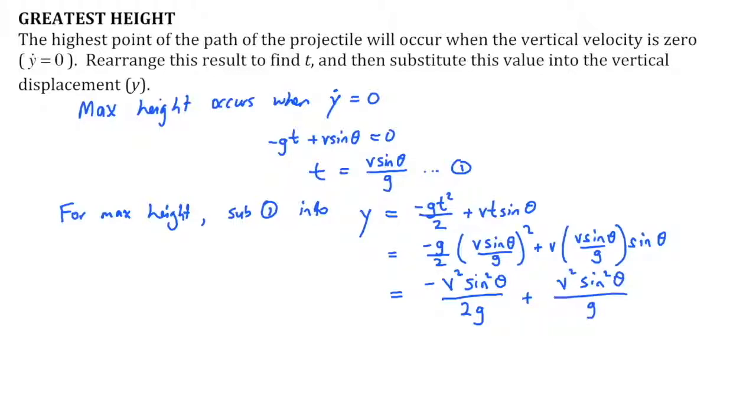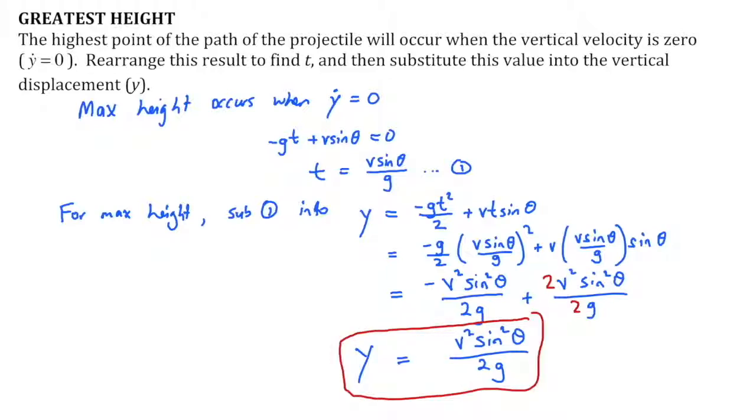Now if I want to, I could actually think of this as being times top and bottom by 2. That gives me a common denominator of 2g. I can add the two top parts, so I can add this part and this part. 2v squared sine squared, take 1v squared sine squared equals v squared sine squared over 2g. And that is the formula that will give you the greatest height.